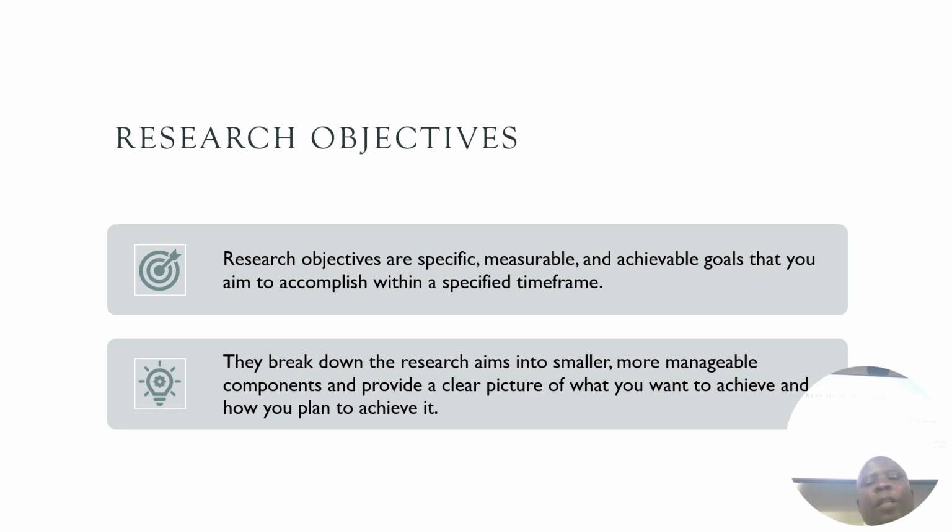And normally when we talk about such objectives, we talk about the SMART principle, which we're going to discuss in the coming slides. And the most important thing about the objectives is to break down the research aim. So we have got a research aim. Normally in a study, it's one, and the research aim normally shapes the title of the study. So you just need to bear that in mind. The objectives break down that aim into smaller, manageable components and provide a clear picture of what you want to achieve and how you want to achieve it.